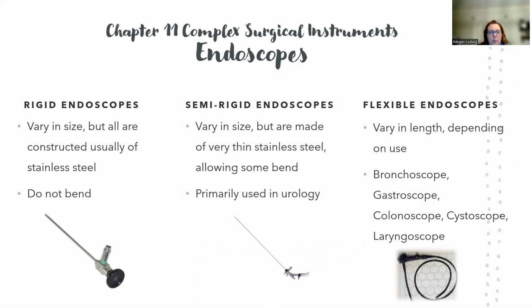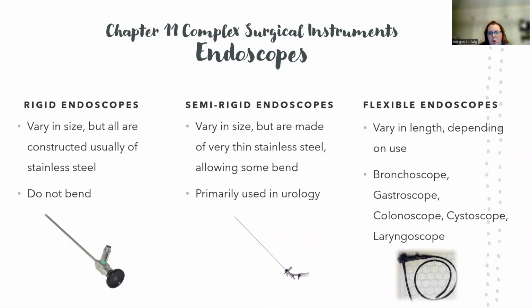Arthroscopes, typically those are rigid. Semi-rigid vary in size again, but this is a little bit thinner, made of a thinner stainless steel. They just have some bend, but not a whole lot. You don't want to be completely turning at 180 or 90 or whatever. These are going to be most often used in urology or cystoscopy procedures.